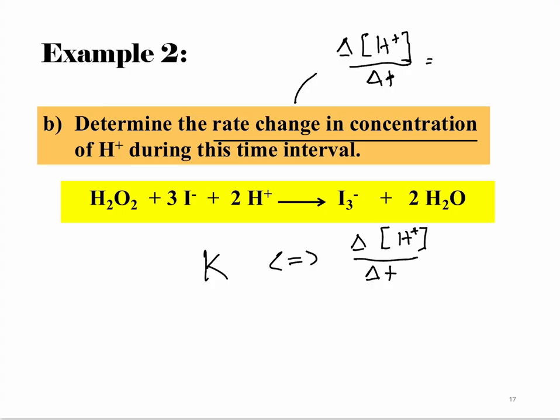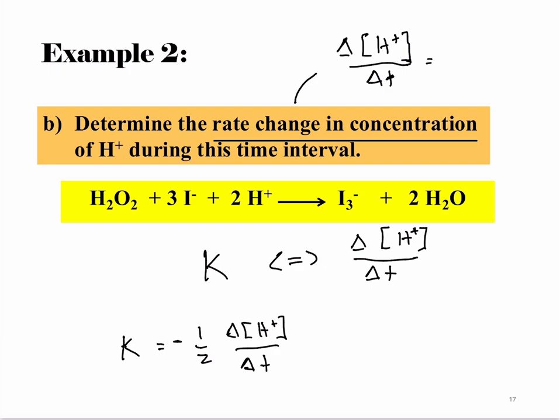Right, so how would we relate it to H plus here? How is K related to the rate change, this quantity right here? Or another way of saying that is what's the expression of the rate in terms of hydronium or H plus? 1/2. 1/2 because it's a stoichiometric coefficient of 2. Is it a reactant or a product? Reactant. So it'll be minus. And then delta H plus over delta T.